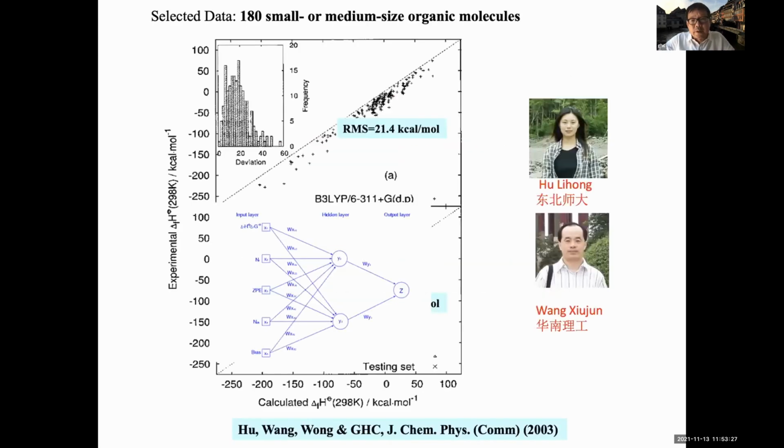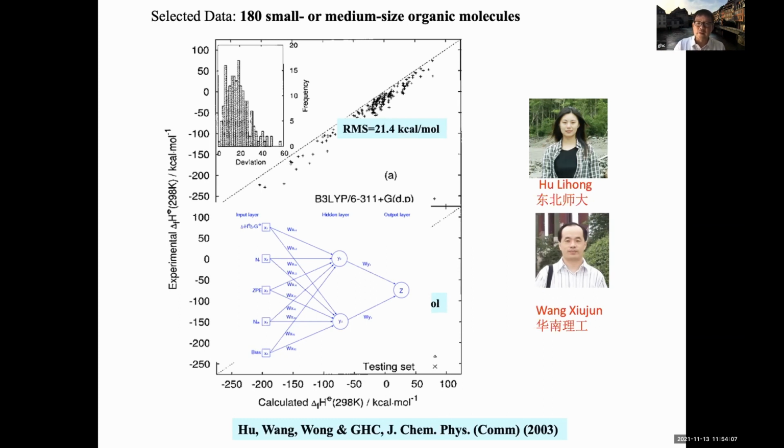Now, this is work we did again 20 years ago with Hu Lihong and Wang Xiujun. They are now both professors in mainland China. We look at very simple organic molecules, 180 small and medium-sized organic molecules, and we calculate the heat of formation. The vertical line is the experiment, and the horizontal line is the B3LYP calculation. Well, the training is good, qualitatively correct but quantitatively not. Actually, the error is pretty large. The RMS error is about 20 kcal per mole.